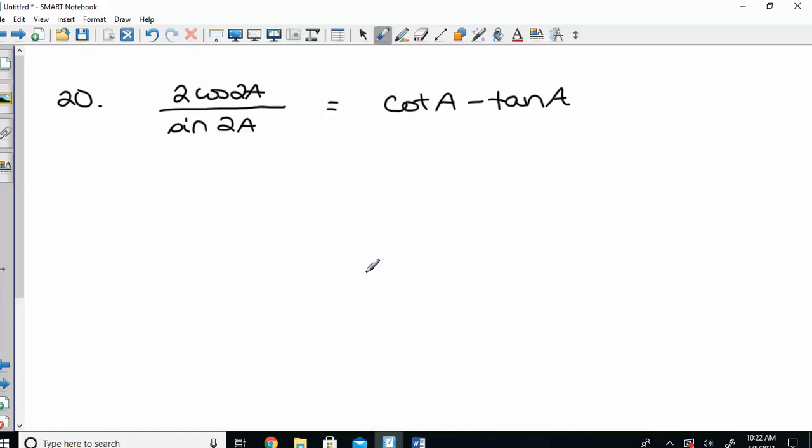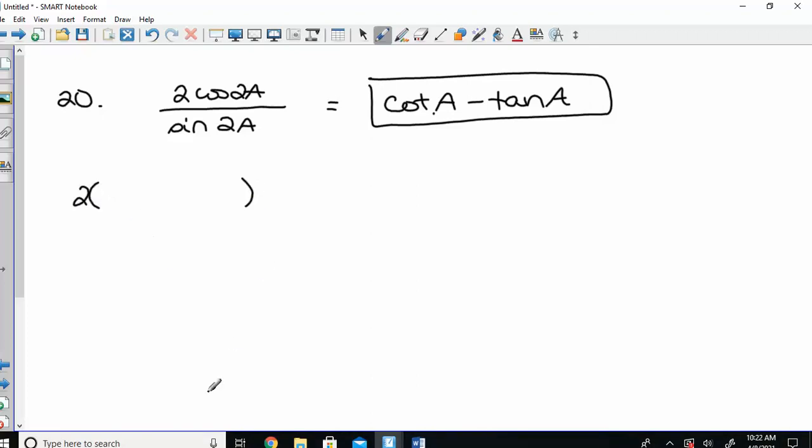Okay, which side did you box in? Right. So on the left, take a look. Our goal, I want all my angles to be A. But on the left, all my angles are 2A. So we need to use double angle formulas to start with. Alright, we have a lot of options for cosine 2A.